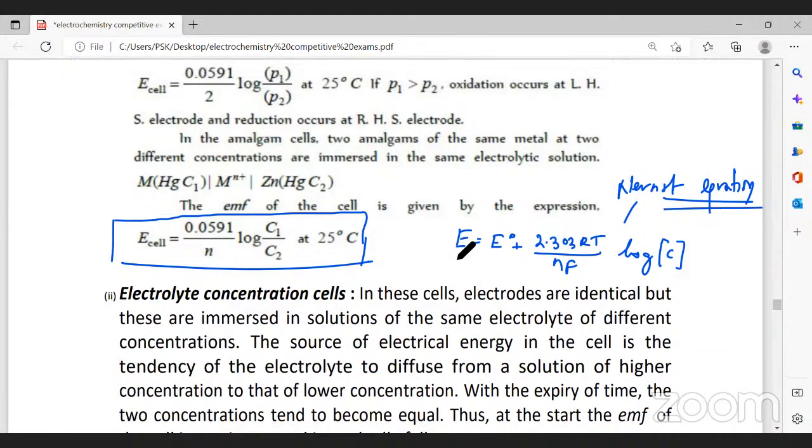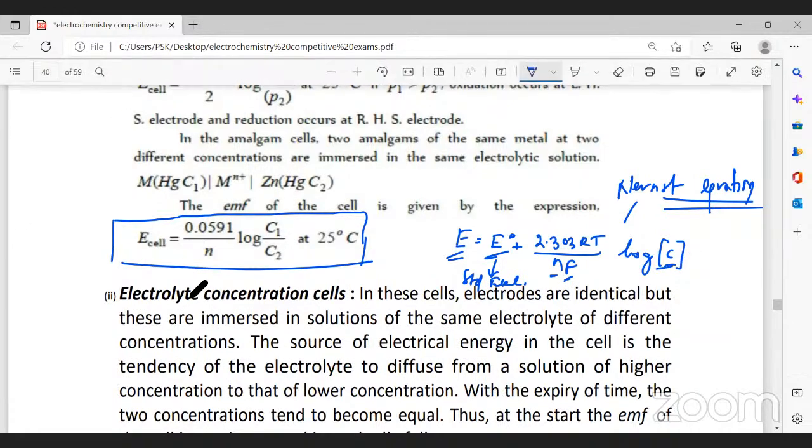E is the electrode potential. This E naught is called the standard electrode potential. We defined what is standard electrode potential. R is a gas constant, T is the temperature, n is the number of electrons involved, F is Faraday, 96,500, C is the concentration of the electrolyte. Now see, for concentration cell, E naught will be 0. I will tell you why E naught will be 0 a little later.